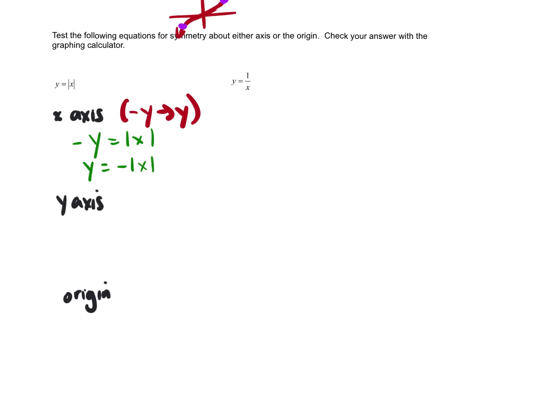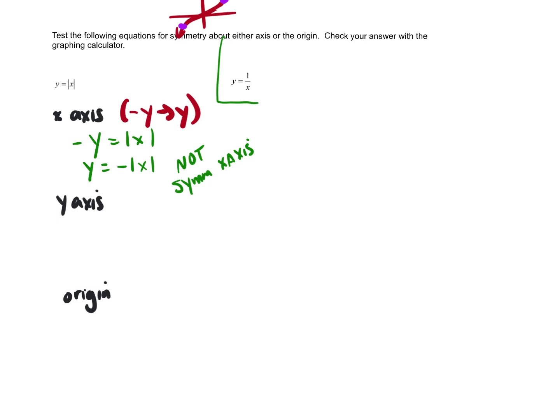I can move it, but moving the negative over there still does not give me the original. So this does not go back to the original, so this is not symmetric to the x-axis. And that's okay.